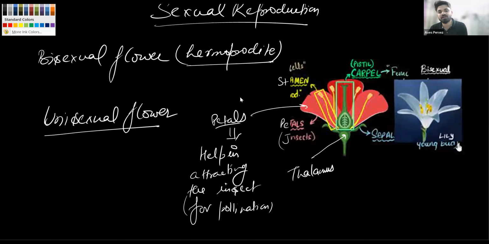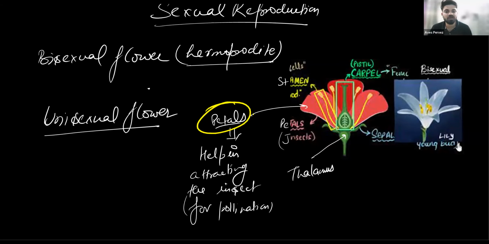So this colorful part is called petals. And this square shape that is kept in this one is called carpel or pistil. This bud-like structure is called thalamus, and this structure is called sepals. And these yellow colored structures are called stamen.